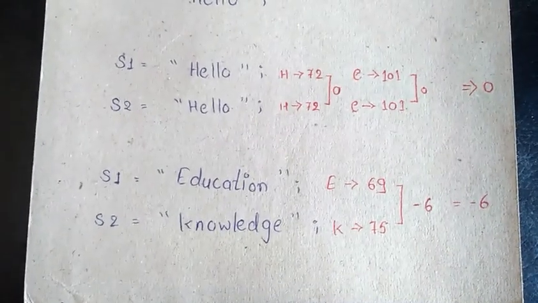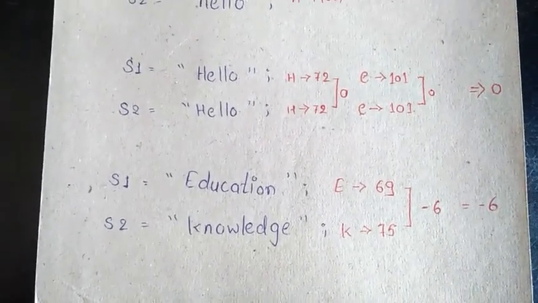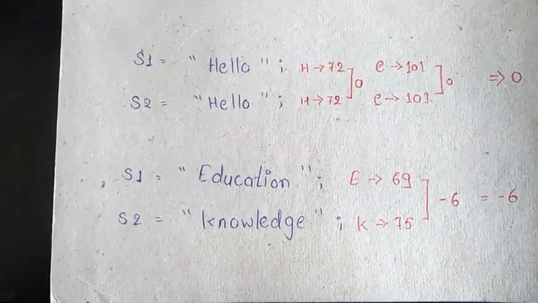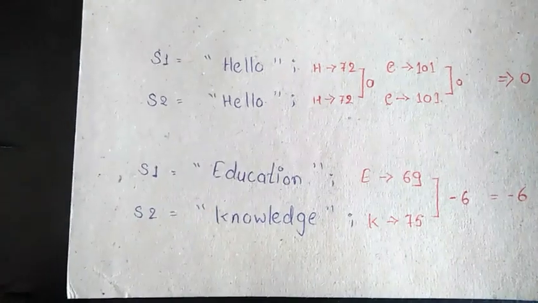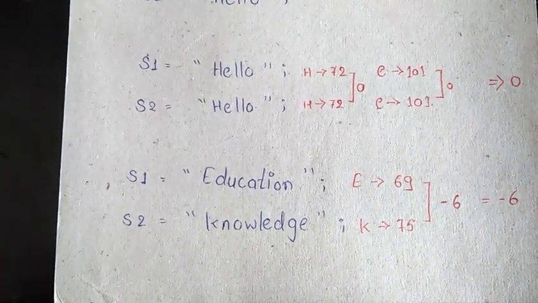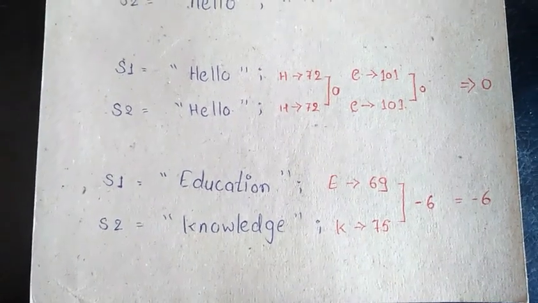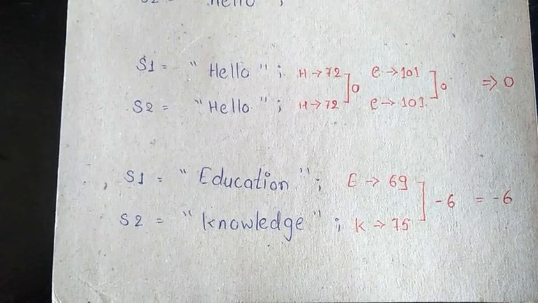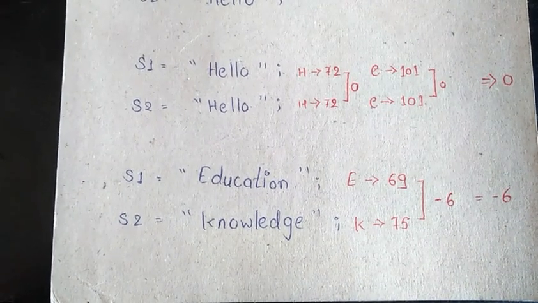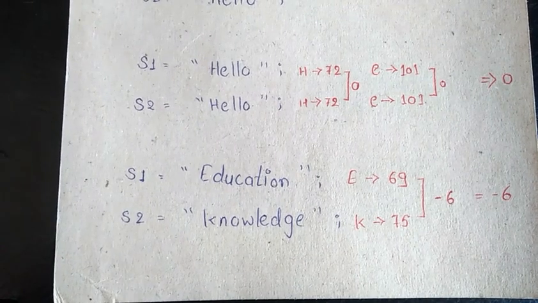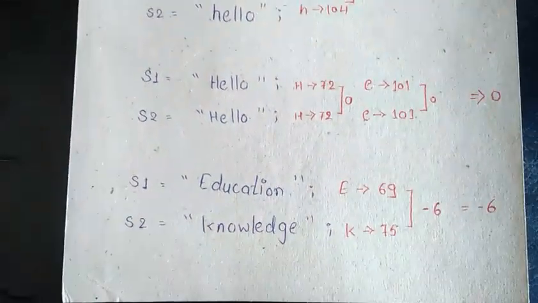Let's take another example. Now we take the two strings as same. This method compares the difference of the first character. If it becomes 0, then it takes the difference of the ASCII value of the second character. If the difference of all the characters becomes 0, it returns 0 and it indicates that the strings are equal.